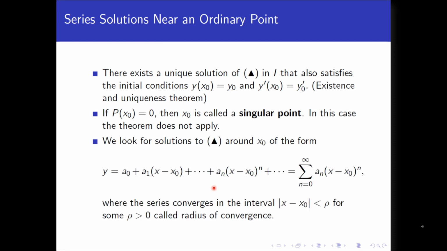Let's turn back to our main subject. We are looking for solutions to the triangle equation using power series. To that end, we will assume a power series representation for y about the point x0 and try to solve for the coefficient a(n) in the series. We assume that the series converges in the interval absolute x minus x0 less than rho for some positive rho. And you may recall from calculus that rho is called the radius of convergence.